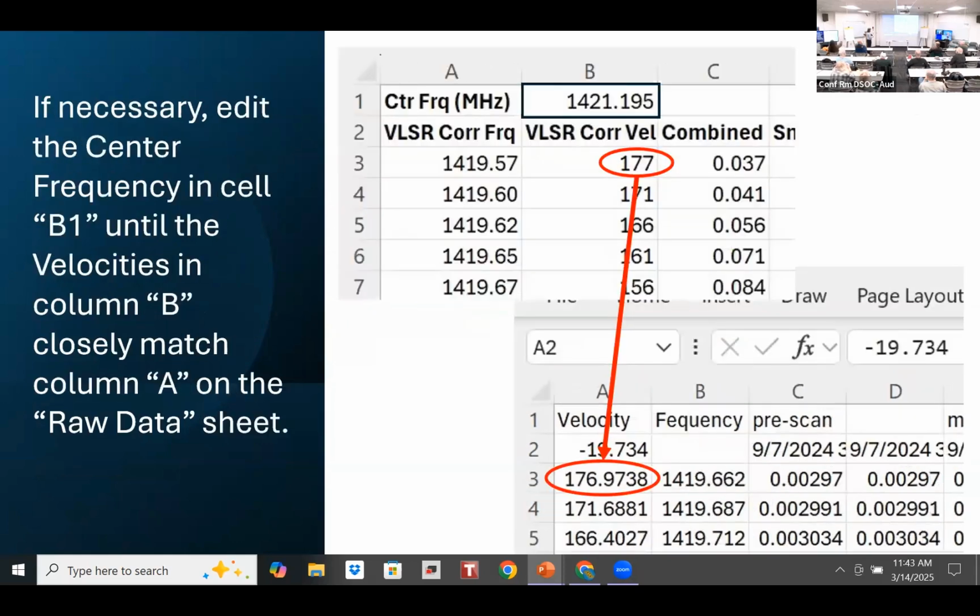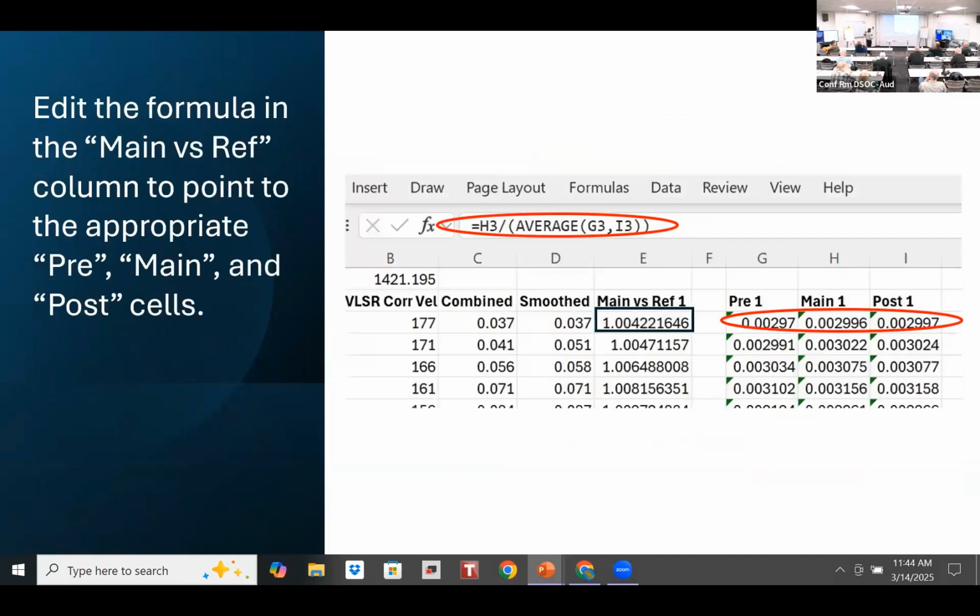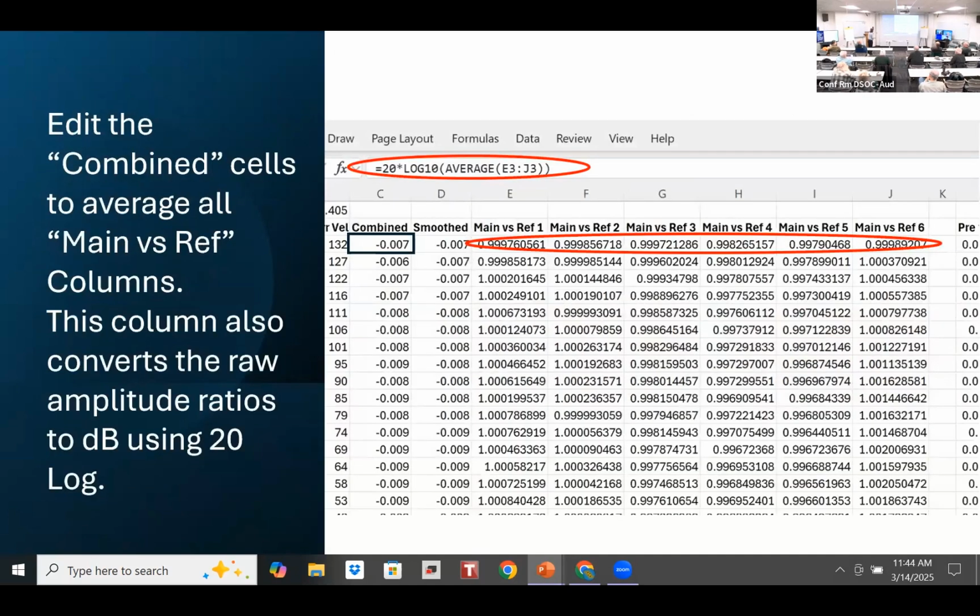And then, if necessary, I correct the center frequency to make my velocities line up with the velocity that's shown in the raw data sheet, so that everything lines up properly. And then I do main divided by the average of pre and post. Because again, these are linear voltage amplitude values. And then I convert to dB using 20 log.